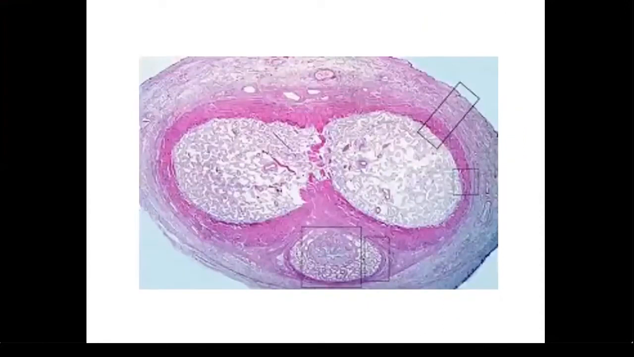In this cross section of a penis, you can see a corpus cavernosum here and the second corpus cavernosum here. This structure here is the urethra, the penile urethra. Around it, you can see the corpus spongiosum.